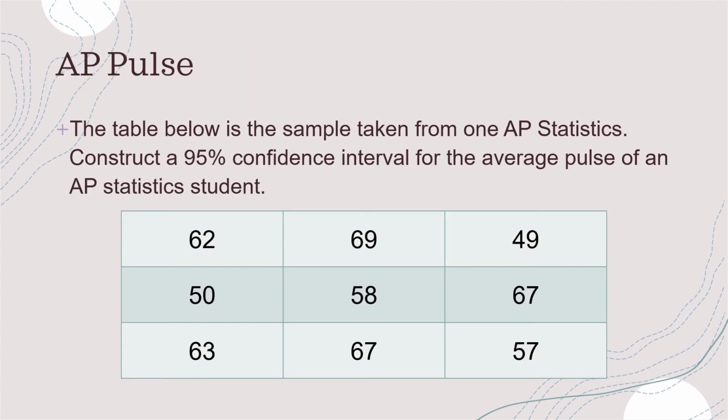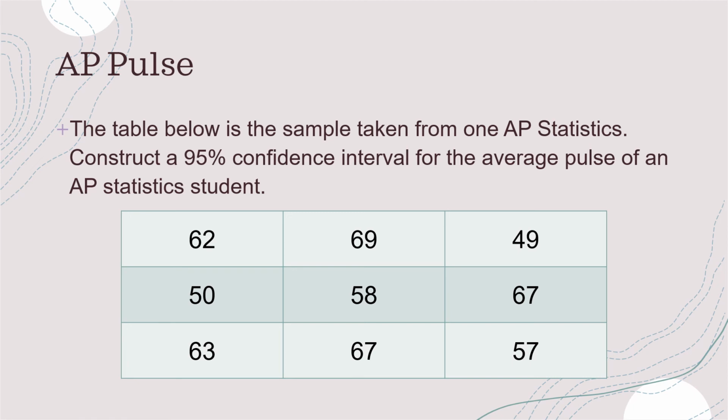Okay, so let's look at this example. We're looking at pulses of students in a class. Pulses of students in a class are taken. There's 9 of them. Here they are. And we want to construct a 95% confidence interval. So let's go through this with our state, plan, and do.